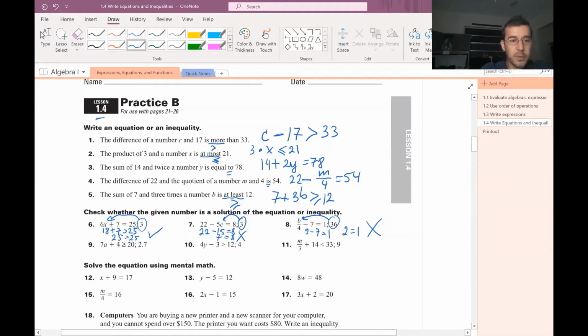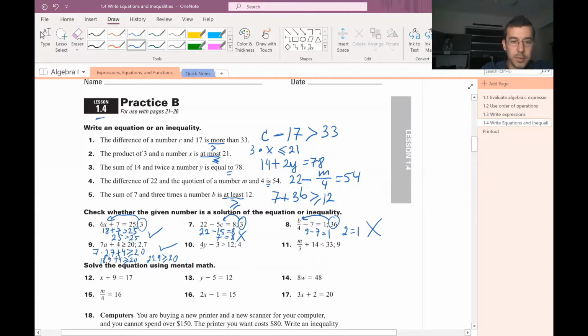Number 9, 7a plus 4 is greater than or equal to 20, with a equal to 2.7. We substitute 2.7 for a, so we get 7 times 2.7 plus 4 is greater than or equal to 20. 7 times 2.7: 7 times 2 is 14, 7 times 0.7 is 4.9. So 14 and 4.9 is 18.9. 18.9 plus 4 is 22.9. So 22.9 is greater than or equal to 20. Yes, this is true.